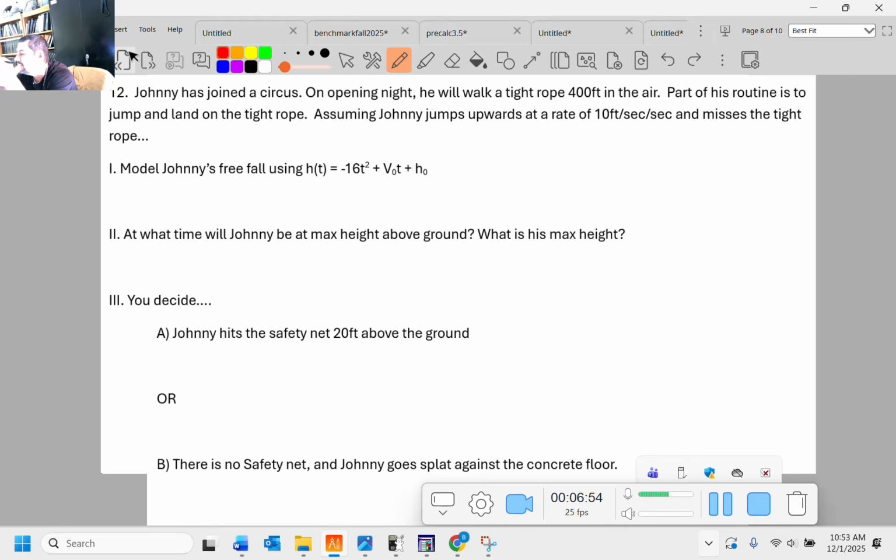Johnny has joined a circus. On opening night, he will walk a tightrope 400 foot in the air. That's height. It's not velocity, it's height. Part of his routine is to jump and land on a tightrope, assuming Johnny jumps upwards at a rate of 10 feet per second. That's velocity, and misses the tightrope.